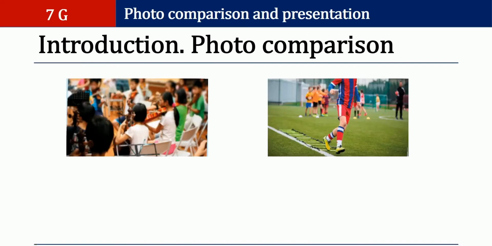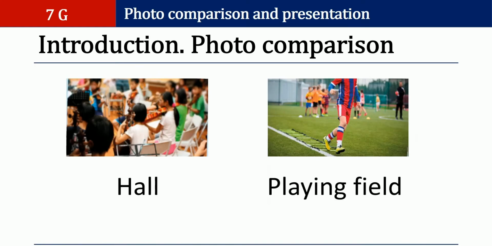Look at these two photos and guess where the people are. The first picture is a hall. The second picture is a plain field. To know how to compare two photos, we will first learn how to describe them. Let's take the second photo.